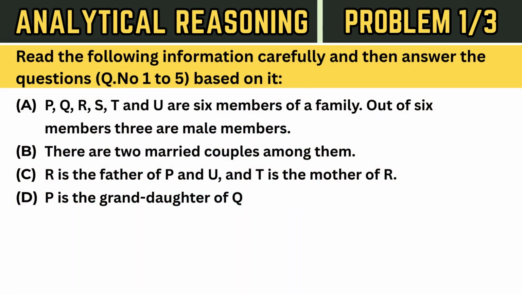Read the following information carefully and then answer the questions based on it. P, Q, R, S, T and U are 6 members of a family. Out of 6 members, 3 are male members. There are 2 married couples among them. R is the father of P and U, and T is the mother of R. P is the granddaughter of Q.